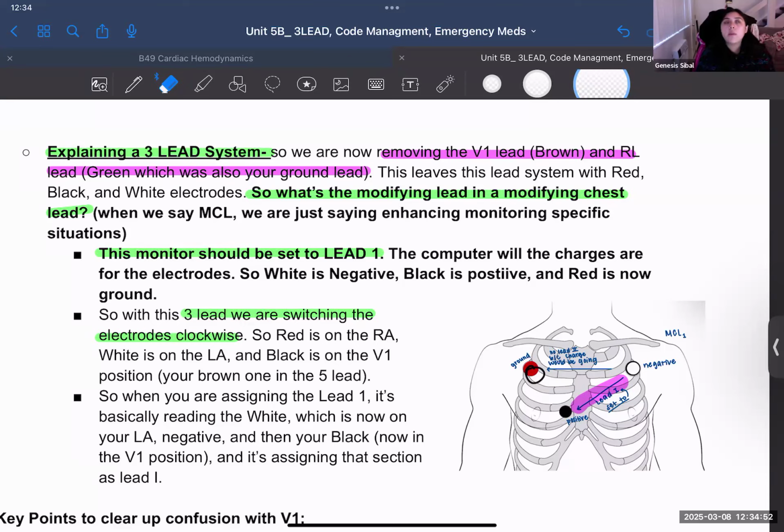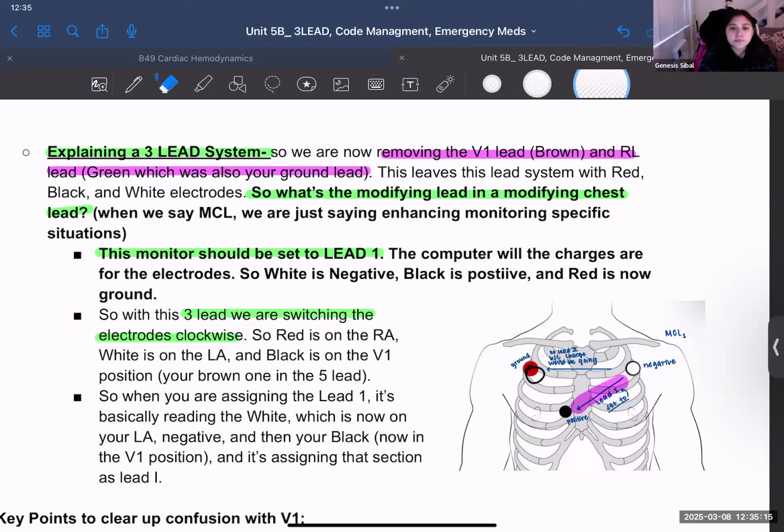So I would just think about it like, okay, if I'm going from a 5 to a 3, I'm going to have a different ground electrode, so I'm going to take that right leg out. I don't need a V1 right now, so I'm going to take that one out, right? So this basically only leaves your red, your black, and your white. In terms of how it's going to switch, I'm going down to the second bullet point.